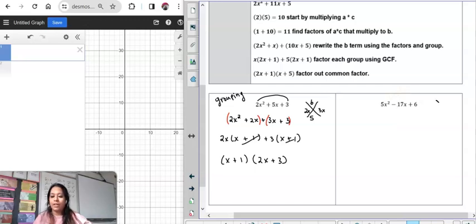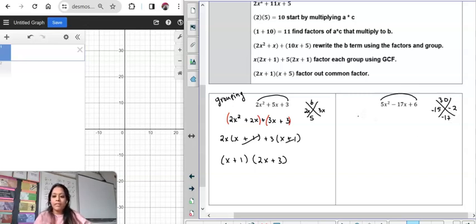So I'm going to start off by finding the factors of a times c, which is 30, that add up to negative 17. To get a positive number, I have 2 options. I can do positive times positive, or I can do negative times a negative. In this case, I'm going to go ahead and do negative and negative, okay? Negative 15 times negative 2, that's positive 30, and then negative 15 plus negative 2, that's negative 17, right? Same signs, you add them.